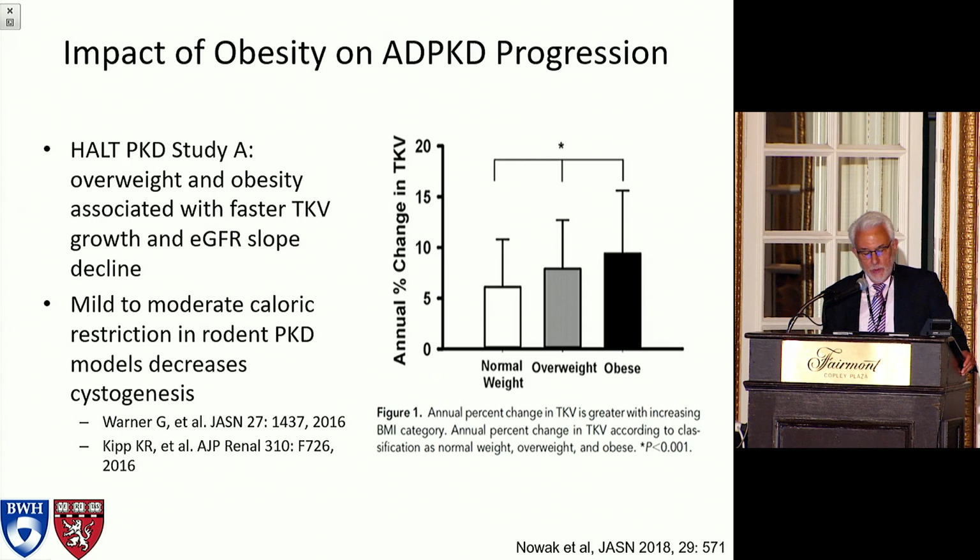So in the HALT study, we were able to look at kidney volume growth as a function of weight. And both overweight and obesity were associated with faster total kidney volume growth and eGFR slope decline. If you look at this figure, it shows the annual percentage change in total kidney volume in normal weight, overweight, or obese individuals.